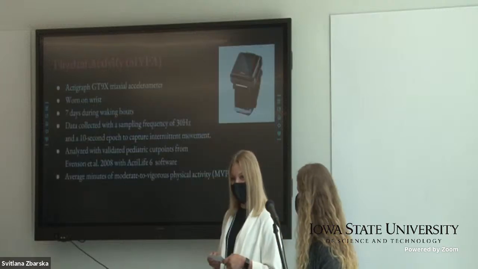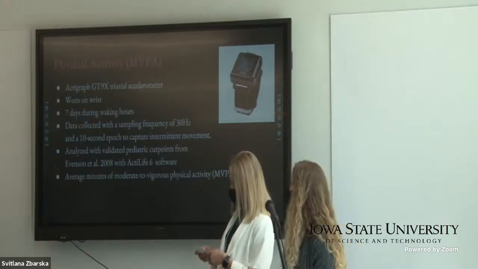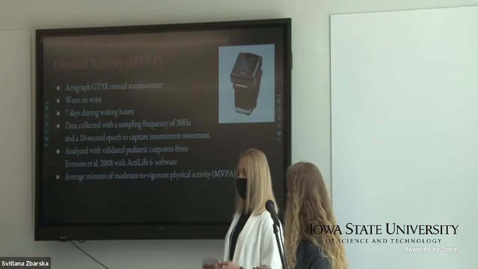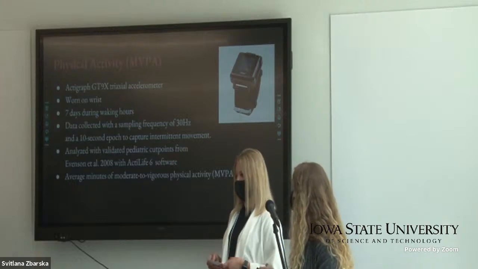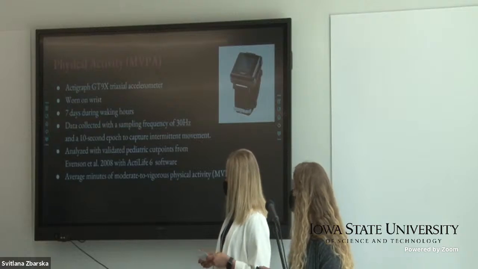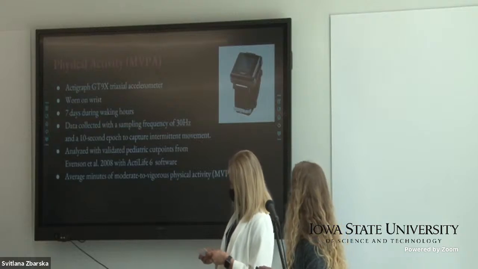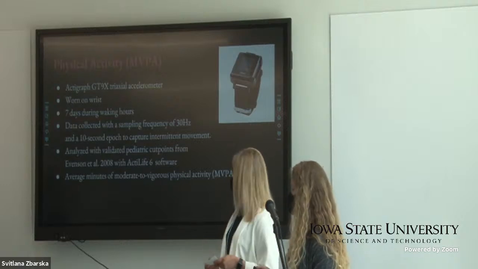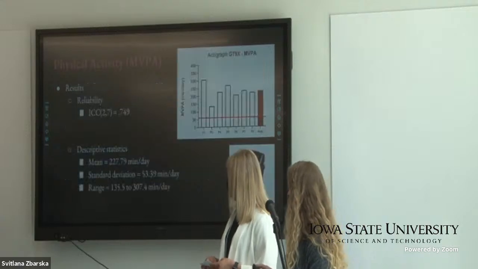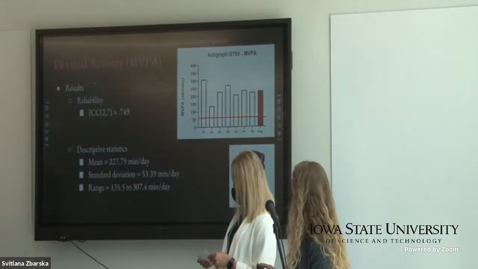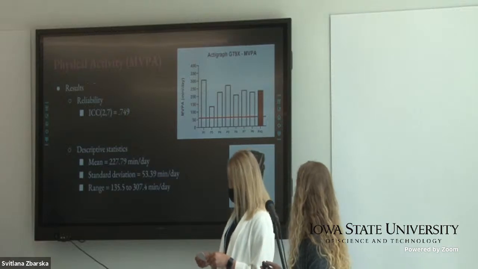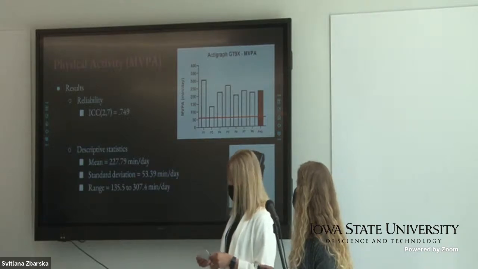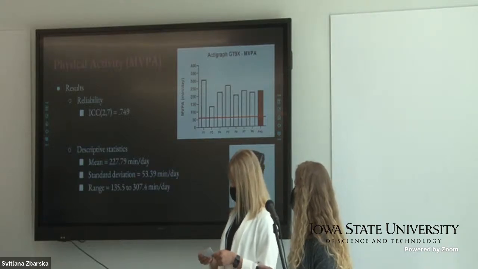Our next component of interest is physical activity, specifically moderate to vigorous physical activity. To measure this, participants wore an accelerometer on their wrist, similar to a Fitbit or an Apple Watch that you would see. And they wore this for 7 days during waking hours. And we took the average minutes of their moderate to vigorous physical activity per day. The reliability of our results measures the consistency of the minutes of moderate to vigorous physical activity per day across the 7-day period that the accelerometer was worn.